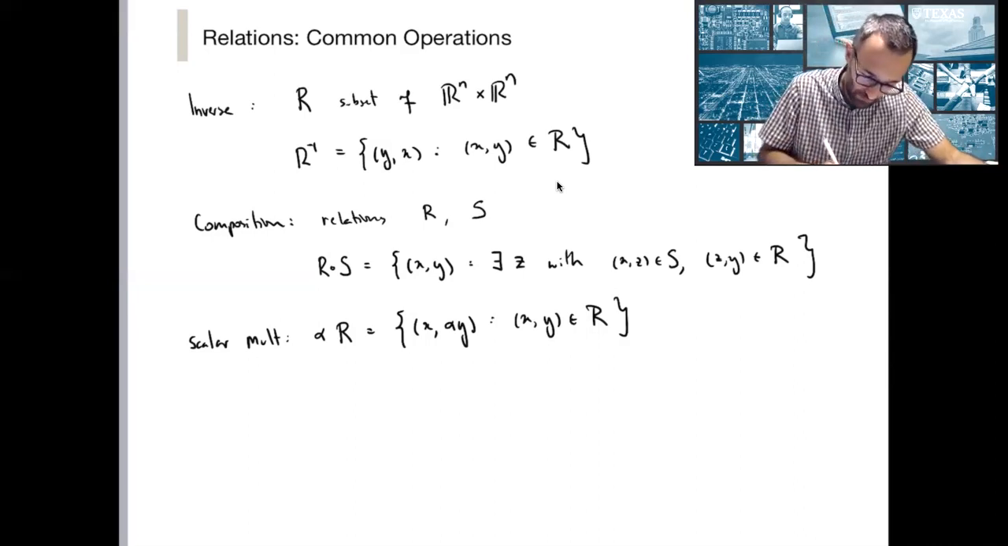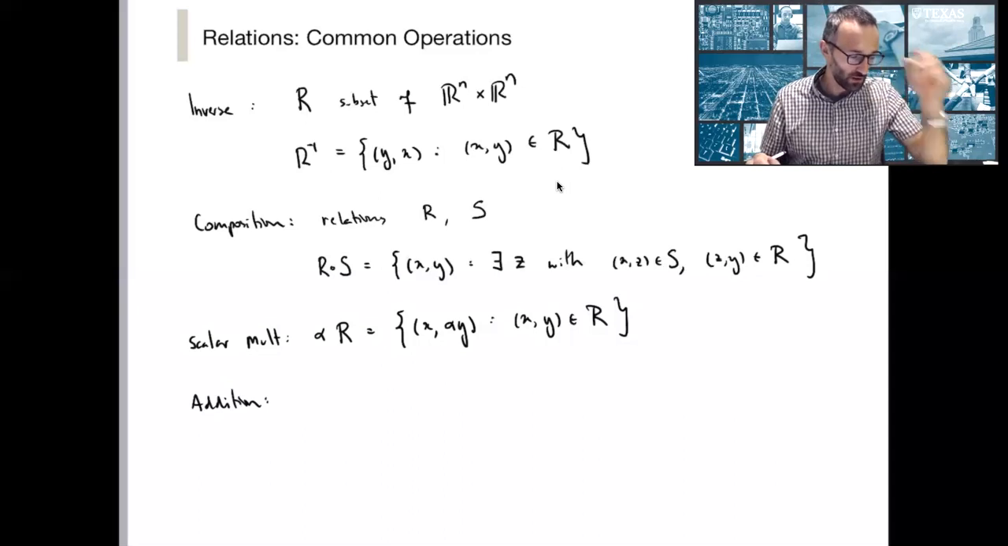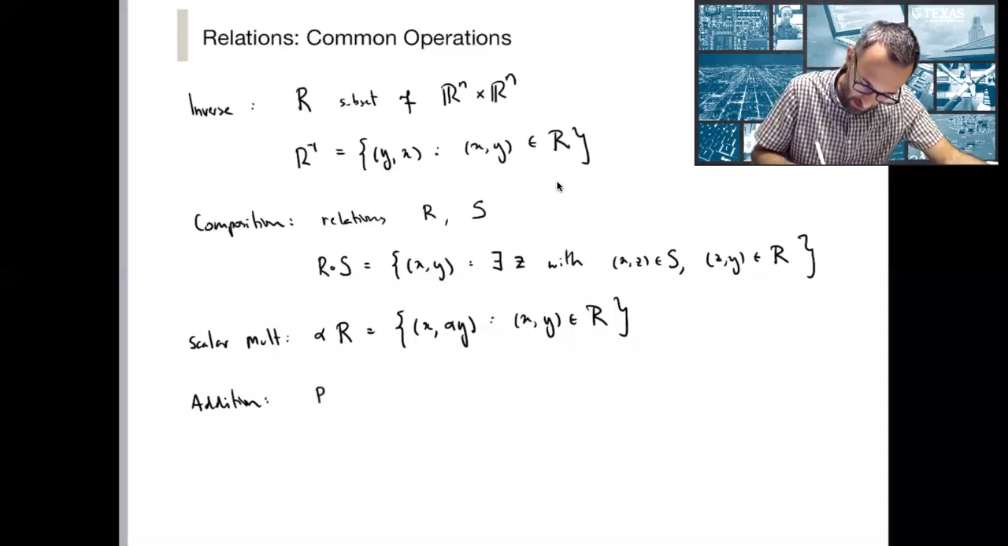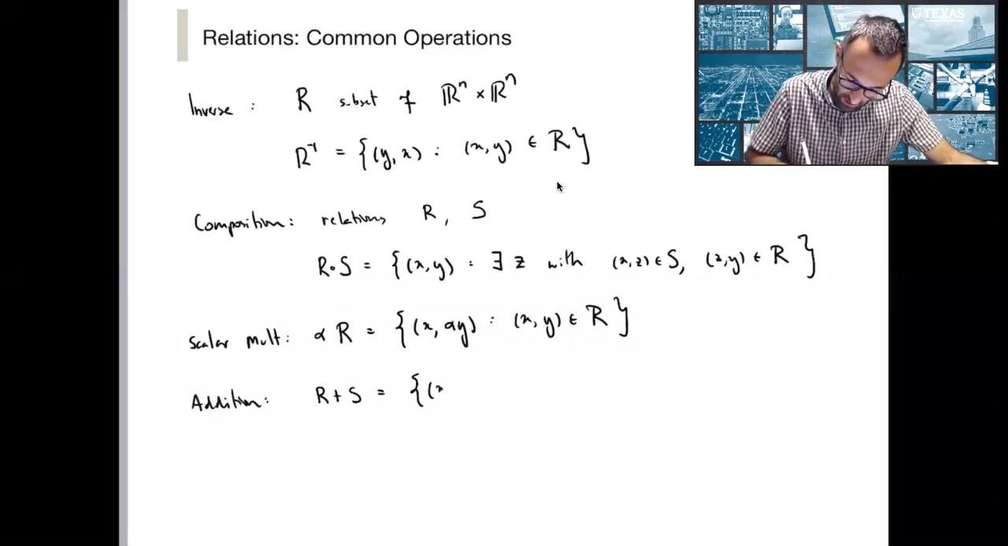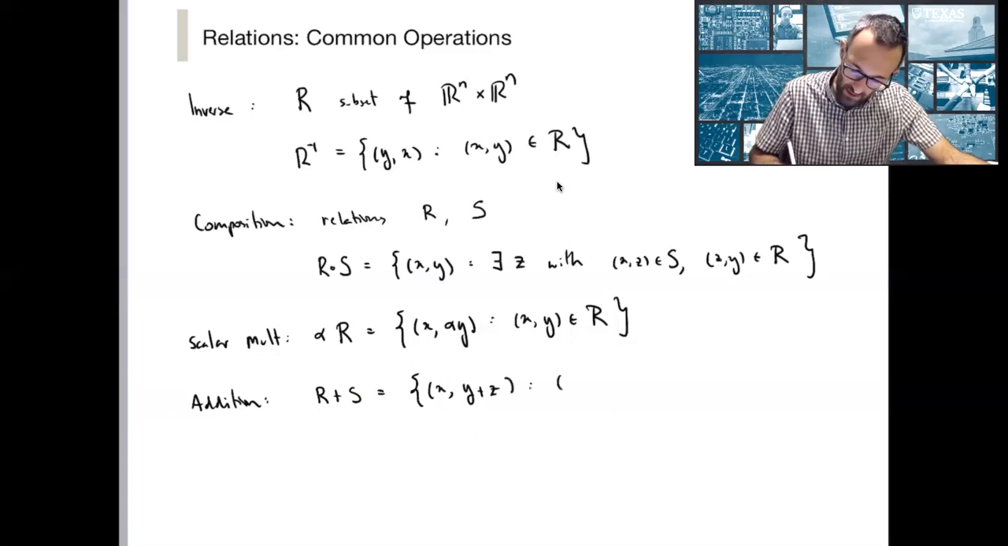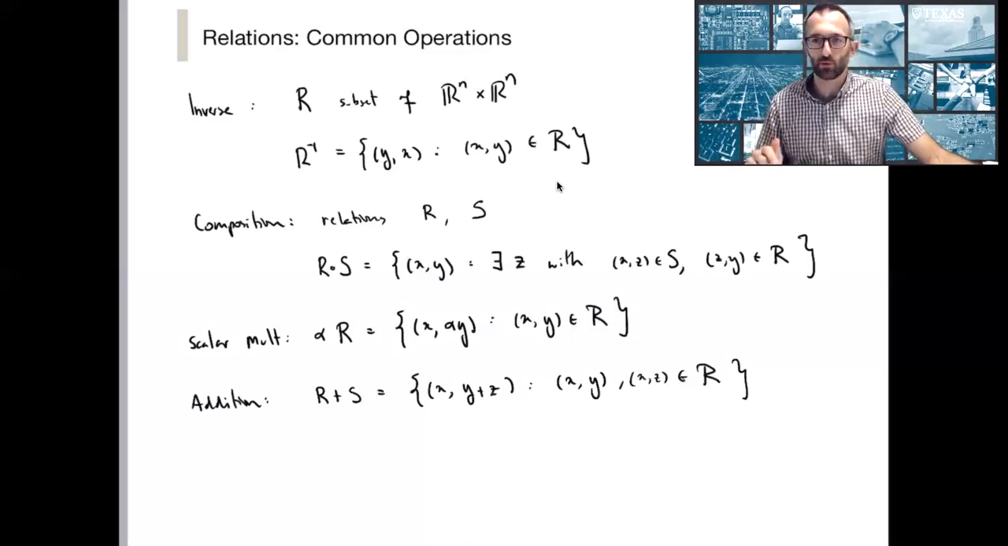And similarly, addition is not going to be the same as addition of two subsets of space, but we'll really just focus on the second coordinate. So it's x and y plus z, such that xy and xz are elements of R. And again, you would rederive this immediately if you just think about the example of the gradient or the subdifferential.